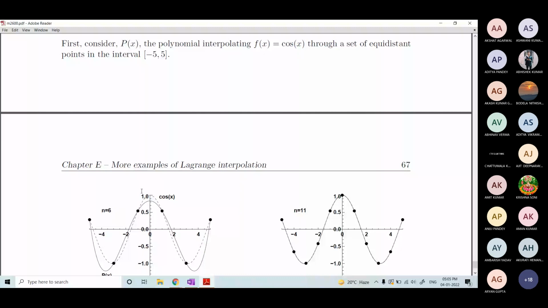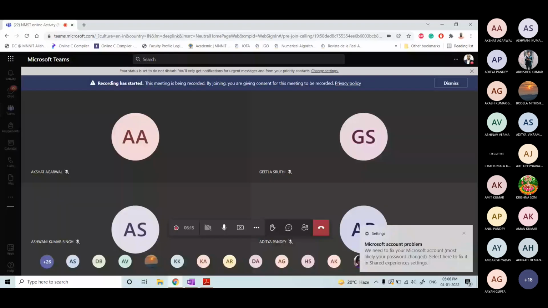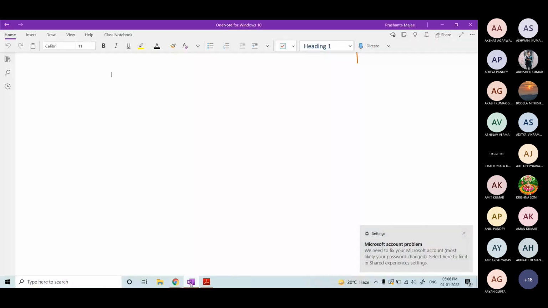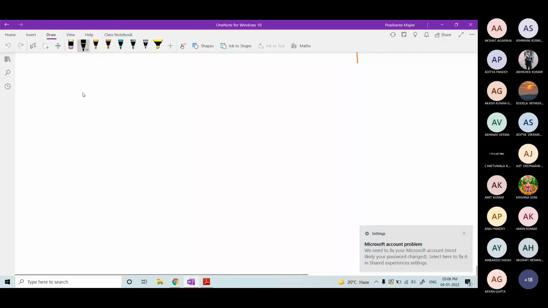Let me open this in Microsoft Edge. I can plot it here, no problem. So this is the curve, f(x) = 1 upon 1 plus x square. So it is not a polynomial of finite degree, is it? Is it a polynomial of finite degree?